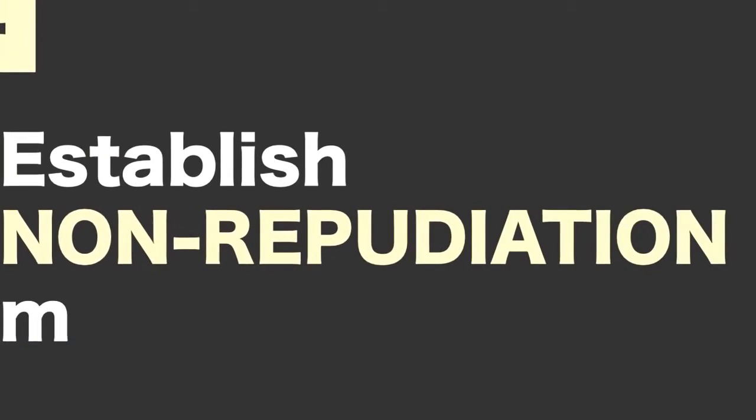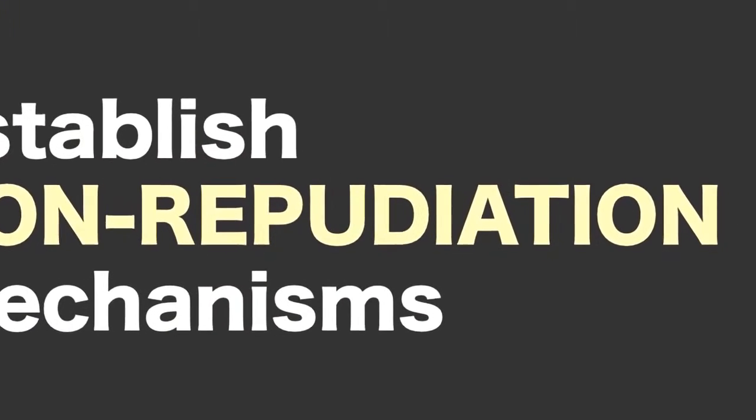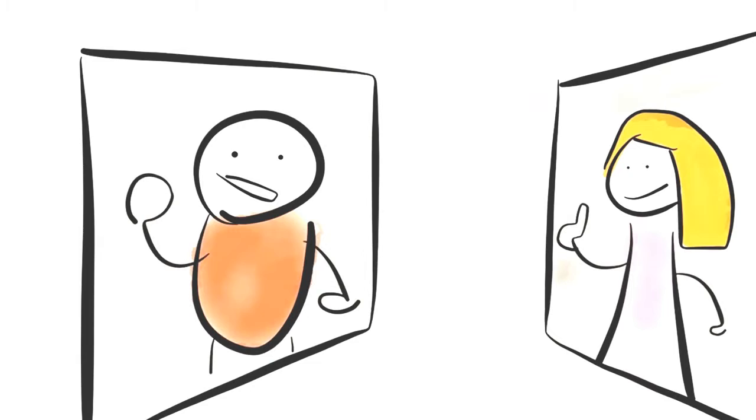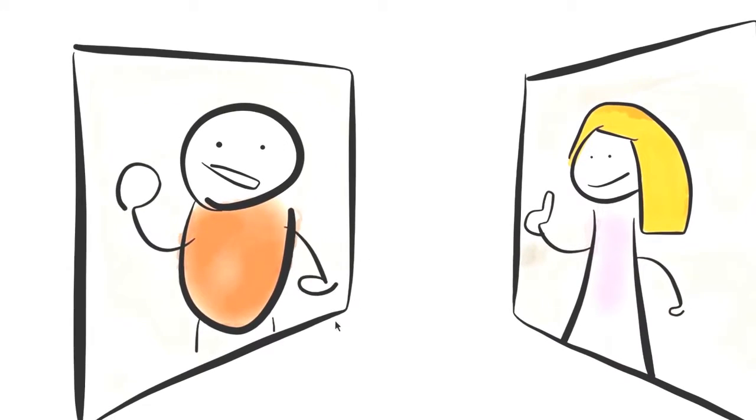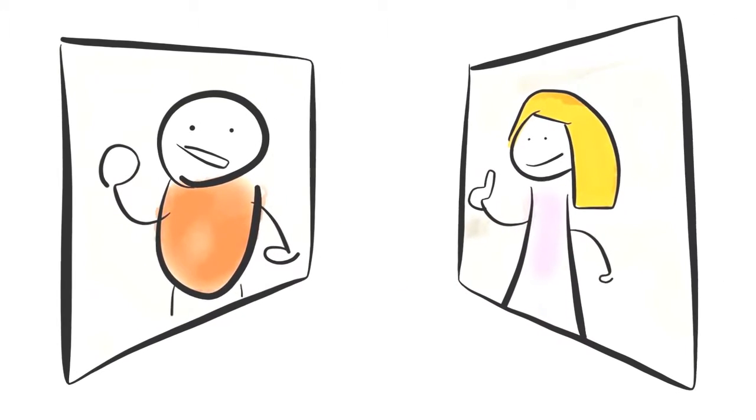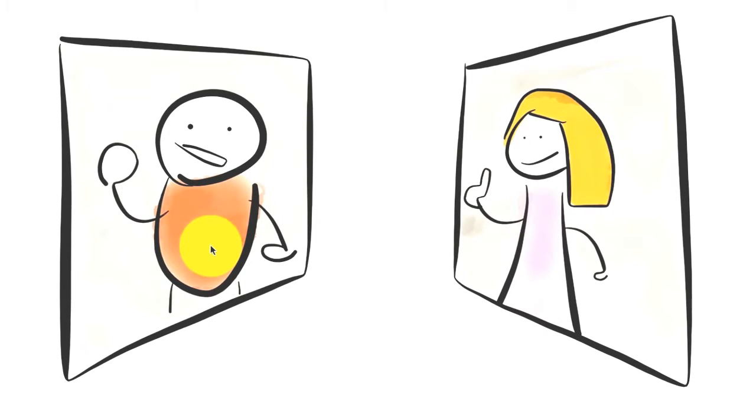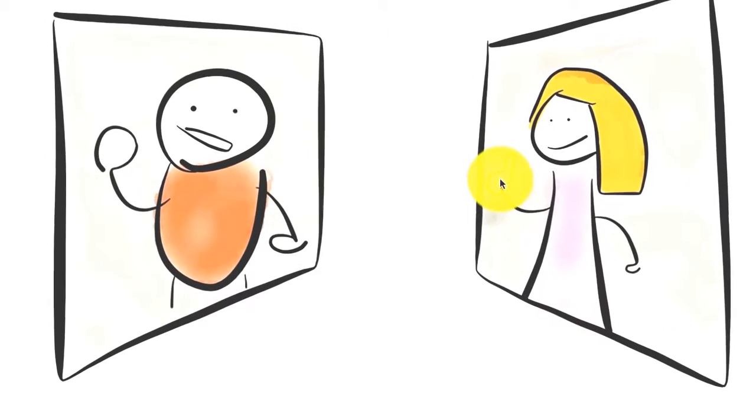And the last principle we'll see of computer security is establish non-repudiation mechanisms. The last story is about 2 friends talking by Skype, George and Sarah. George is inviting Sarah to come to a party at his place. Every guest will bring something, and George tells Sarah to bring beer. Sarah agrees and says that she will bring lots of beer.